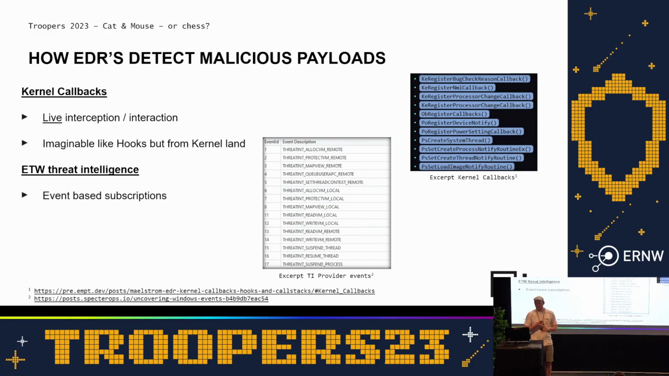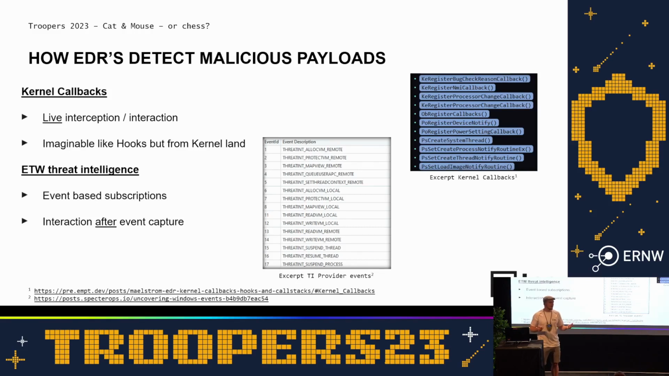Okay, then there is Event Tracing for Windows Threat Intelligence. As I already said, this is like event-based subscriptions, so the vendors can subscribe there and receive events. These events are, for example, here in the second screenshot. It's about allocating memory, protecting memory, creating a new thread, queuing an APC, or whatever. And they can then interact after they got this event.